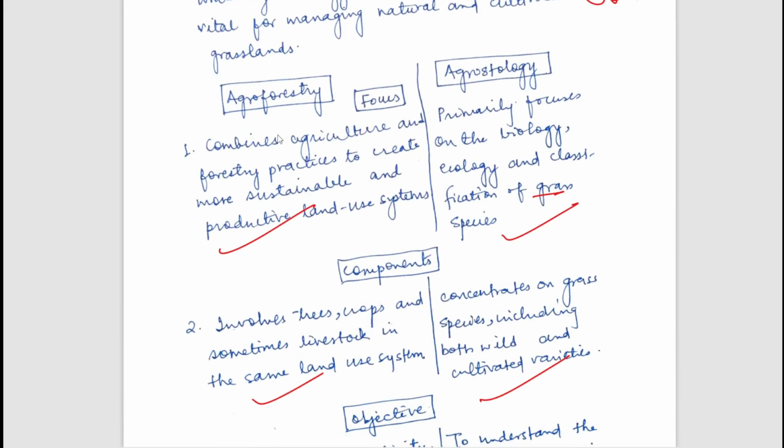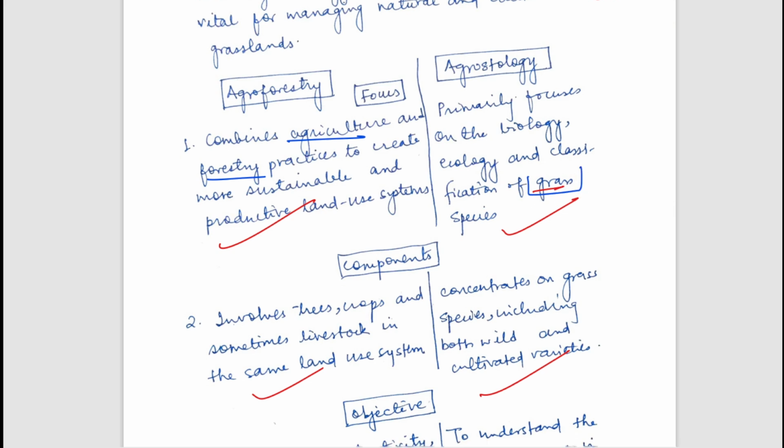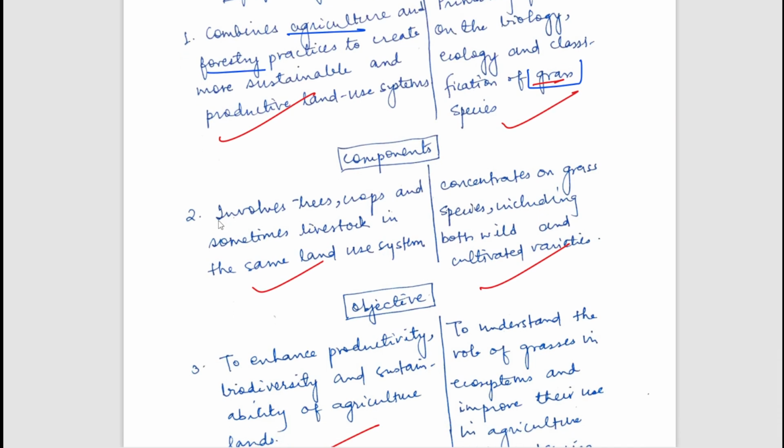Obviously, agroforestry combines forestry and agriculture crops. Agroastrology generally focuses on classification of grasses and study of grasses. Components: you can see that in agroforestry there are trees, crops, livestock, whereas in agroastrology they generally concentrate on grass species. That can be both wild grasses and cultivated grasses. There are various types of good quality grasses which are cultivated for animal feed.